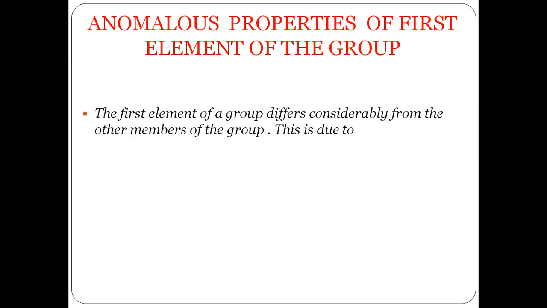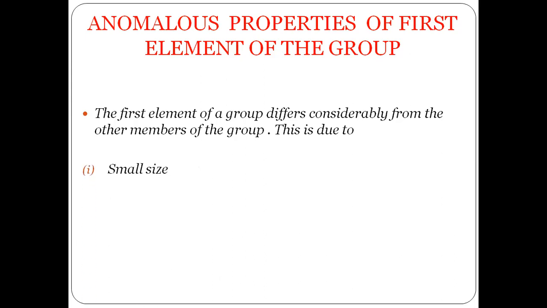It should not happen. A group is nothing but those elements which show similar properties, but they tend to show some properties which are very much different, anomalous properties. What is the reason behind it? It was found out there are a few reasons which result in this anomalous property.